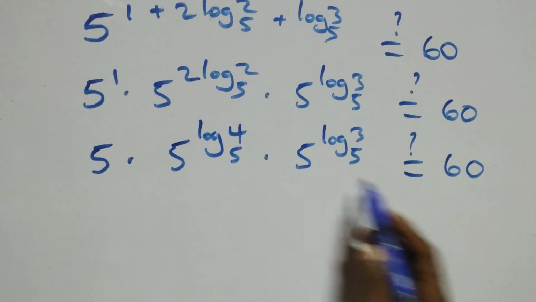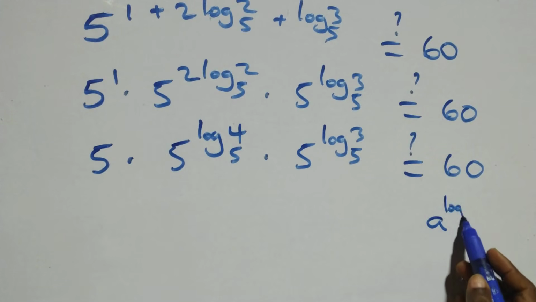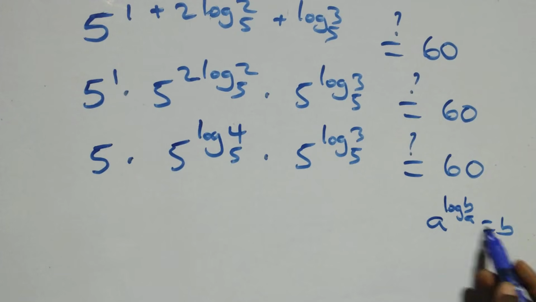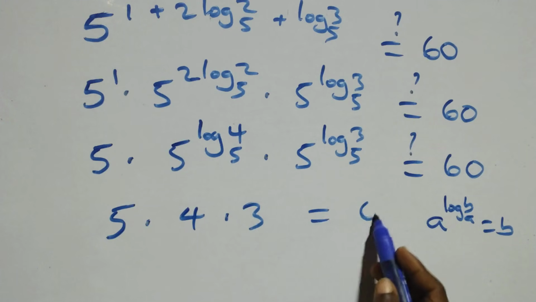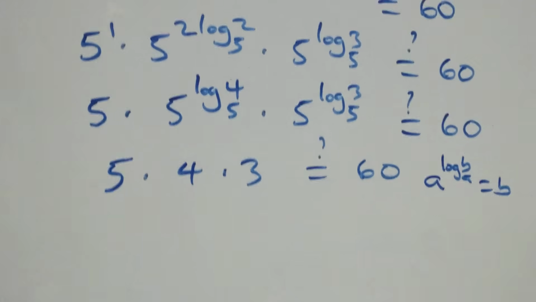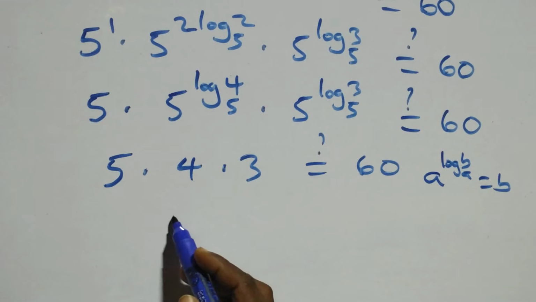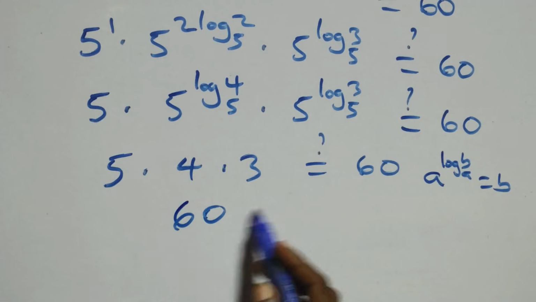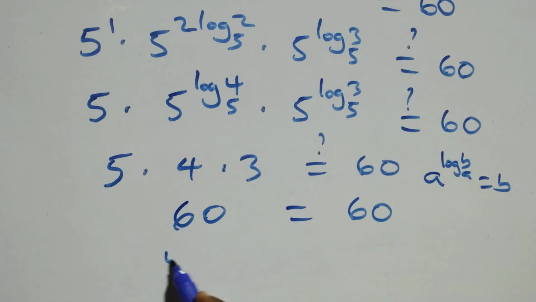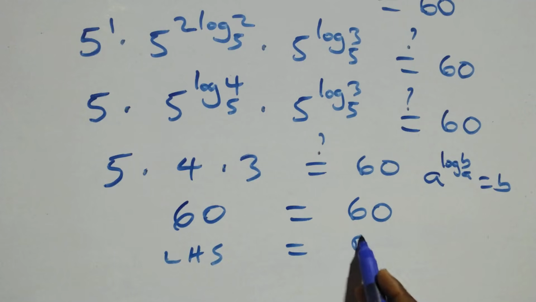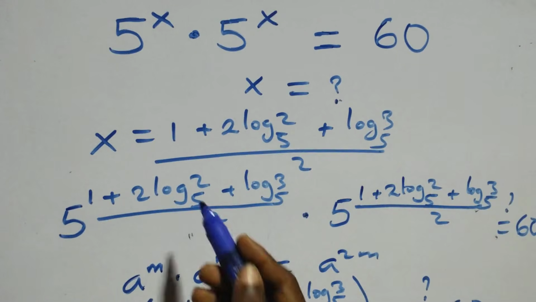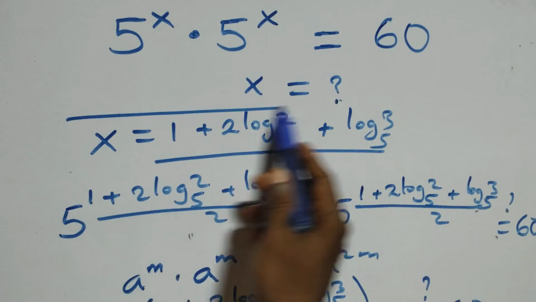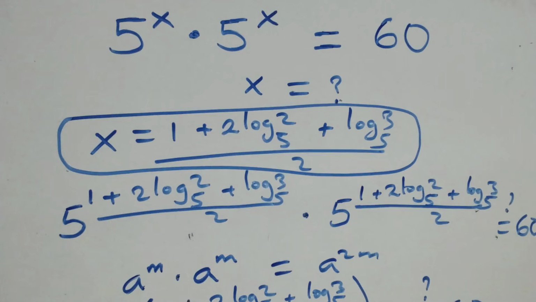Then we apply the law of logarithm. We have a raised to power log b to base a, which is equal to b. That is, here we have 5 times 4 times 3. Is it equal to 60 on this side? And here 5 times 4, 20. 20 times 3, that's 60, which is equal to 60 from here. Left hand side equals the right hand side. And therefore, we conclude that x equals 1 plus 2 log 2 base 5 plus log 3 base 5, all over 2 satisfies this given problem.